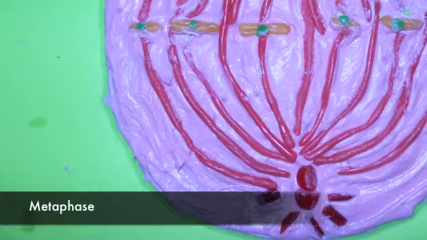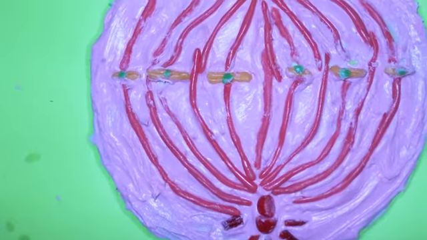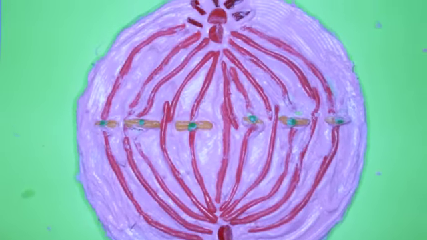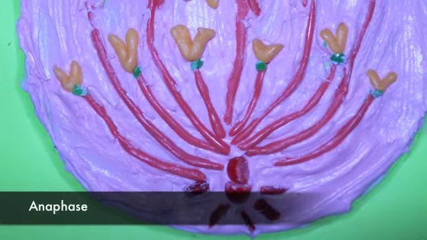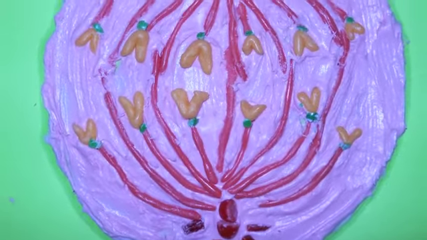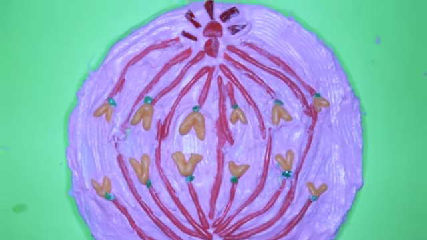In metaphase, centrosomes reach opposite poles and the mitotic spindle forms. The microtubules of the spindle attach to the centromeres of the chromosomes and transport them to the metaphase plate. Anaphase involves the separation of sister chromatids. Each chromatid is now considered an individual chromosome. The spindle microtubules begin to move the chromosomes to opposite poles of the cell.